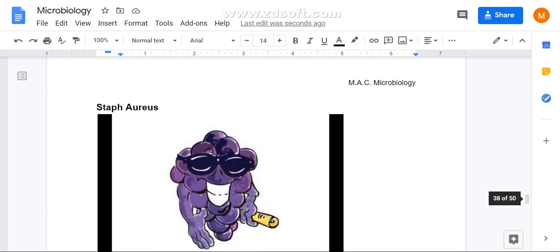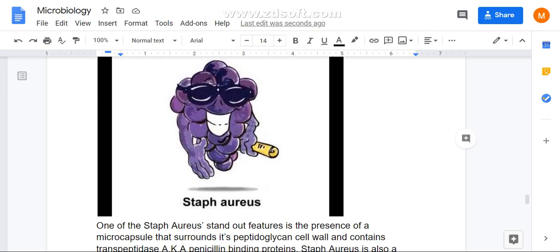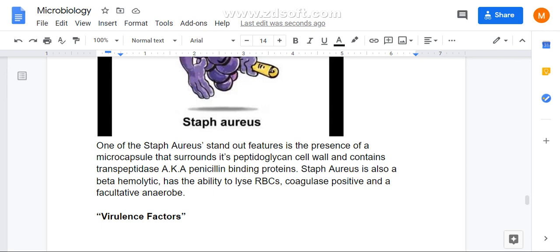So the first one, we're going to go through the Staph aureus. Staph aureus is really a tough guy, right? He has a lot of virulence factors. We're mostly going to be talking about Staph aureus throughout this whole lecture, because Staph epidermidis and Staph saprophyticus aren't that lethal. Staph aureus is very important to know about. One of Staph aureus' standout features is the presence of a microcapsule that surrounds its peptidoglycan cell wall and contains transpeptidase, also known as penicillin binding protein.